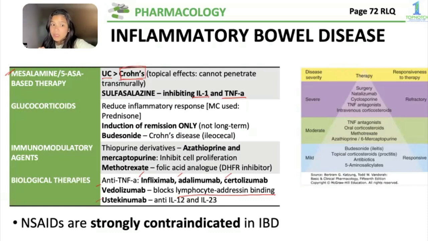Now, if a patient presents to you with a known inflammatory bowel disease, complaining of gastrointestinal pain or abdominal pain, and requesting an NSAID, remember, we do not give NSAIDs in patients with IBD. It makes everything worse. So NSAIDs are strongly contraindicated in IBD.